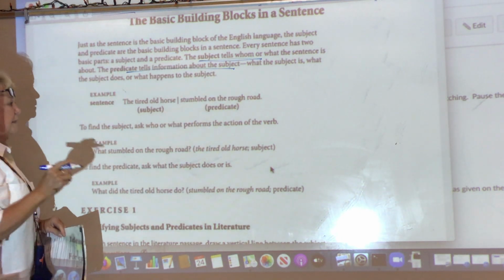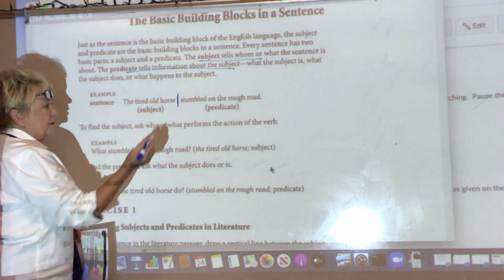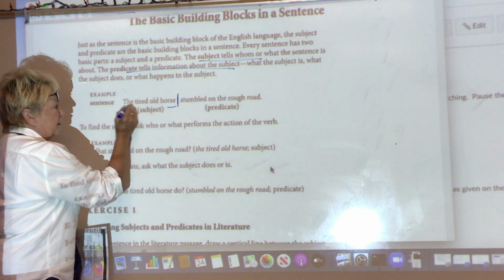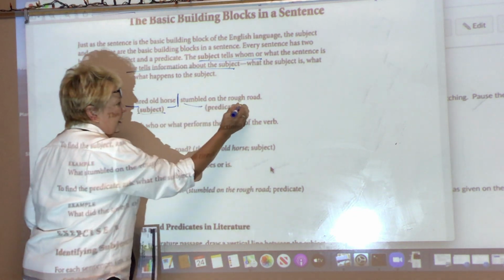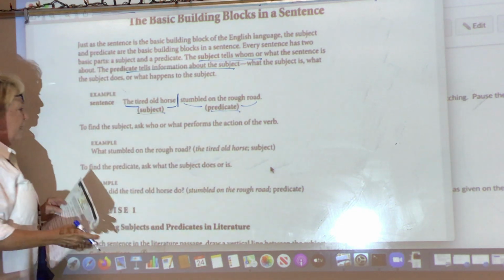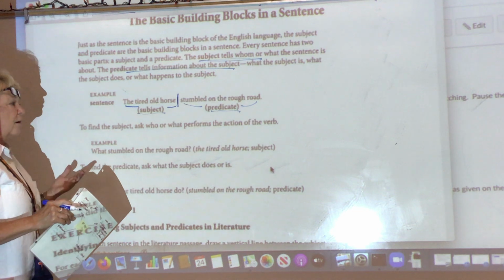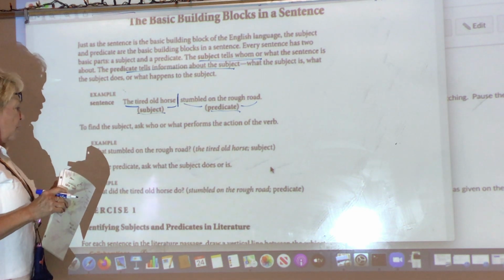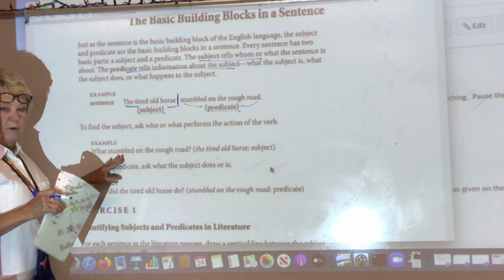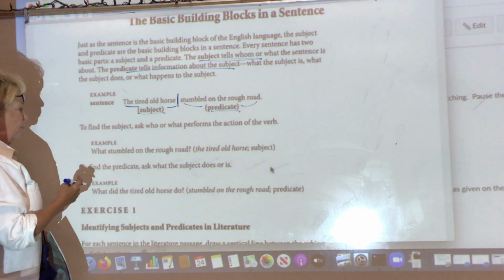In this example sentence, we have it divided right here. The tired old horse stumbled on the rough road. This side of the sentence is the subject side. This side is the predicate side. Now to determine this, we have to identify the subject, and we start out looking, if possible, for the action of the verb. We know that something stumbled on the rough road. Well, what stumbled? Well, the tired old horse stumbled.